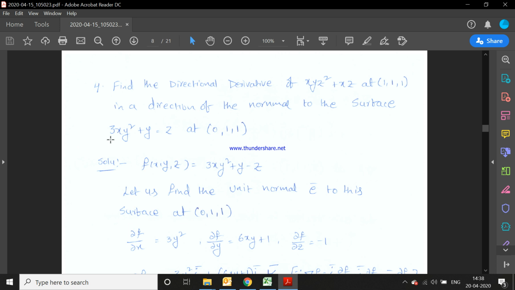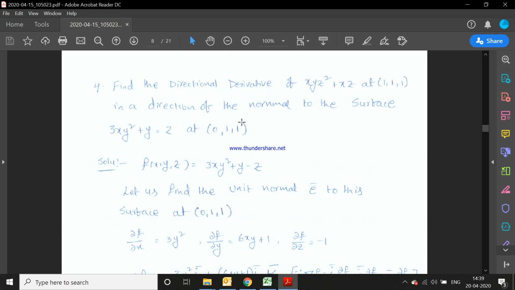First you have to take this function, phi of xyz equal to C form, so that on this surface we can find the normal vector at (0, 1, 1), that is n bar. So e bar is equal to n bar by modulus of n bar. After that you can find the gradient of this function at (1, 1, 1). If you multiply both, the formula for the directional derivative is del phi, or del f, dot e bar.